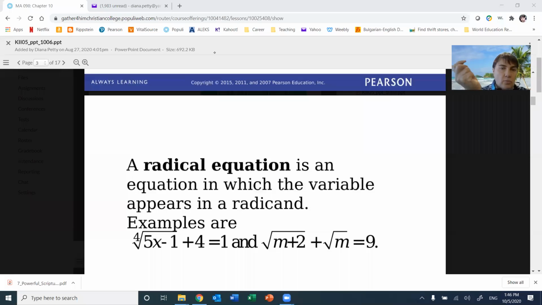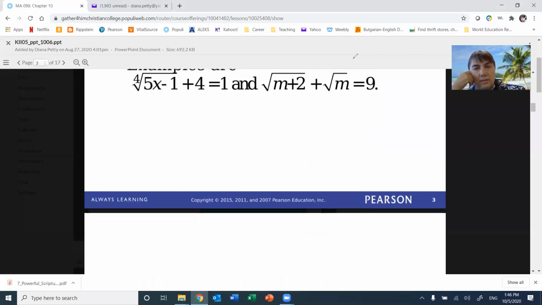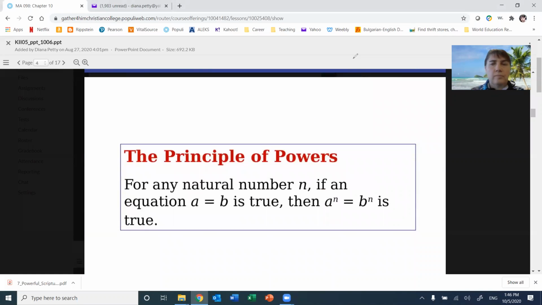The variable is the object. If it was x squared, it's a quadratic equation. If it's this, it's a radical equation. Right. Okay. So here are some examples of radical equations. You see, it doesn't matter. It could be a square root, a fourth root, or other powers. As long as you have a variable in the radical, it's a radical equation.